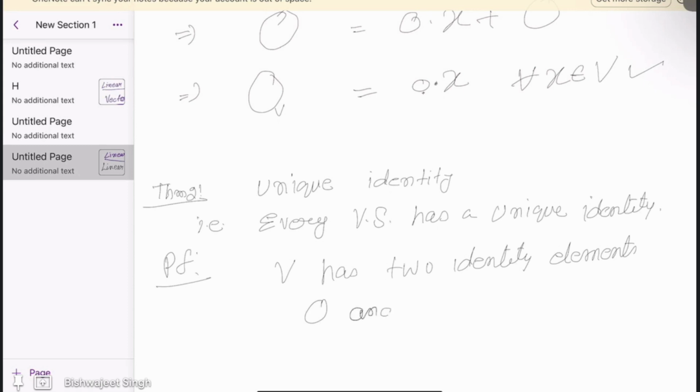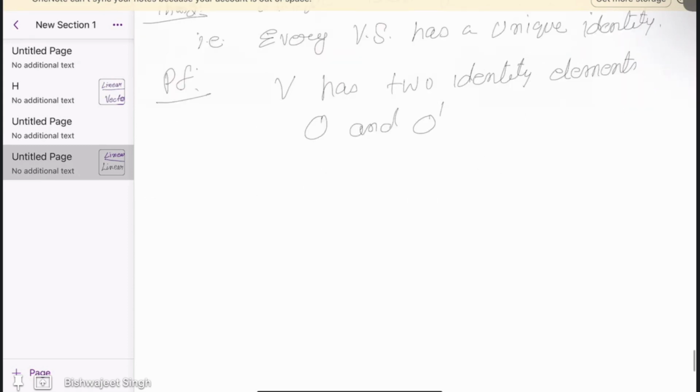Zero and 0 dash. Okay, so now, as 0 is the identity and 0 dash is some element of V, so we have taken that both of these 0 and 0 dash are actually identity elements. So for the first case, I am considering that 0 is my identity and 0 dash belongs to V, that I am treating 0 dash as some element of the vector space V.